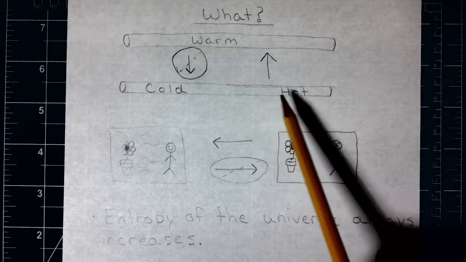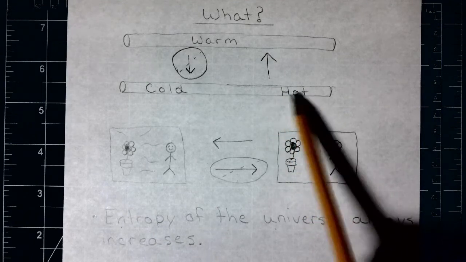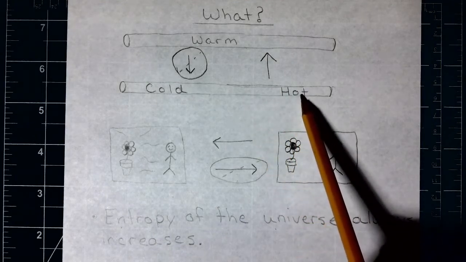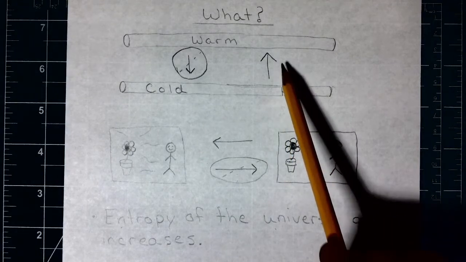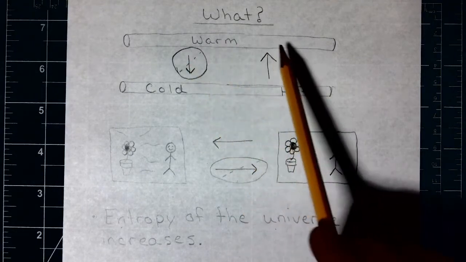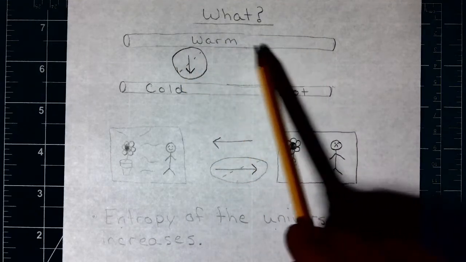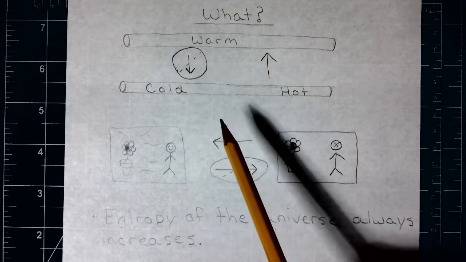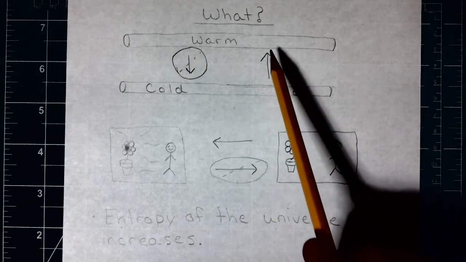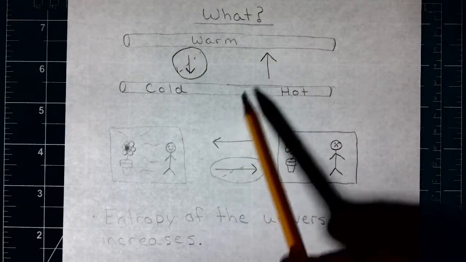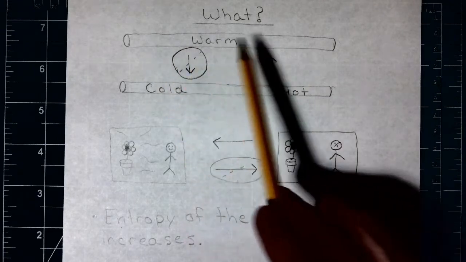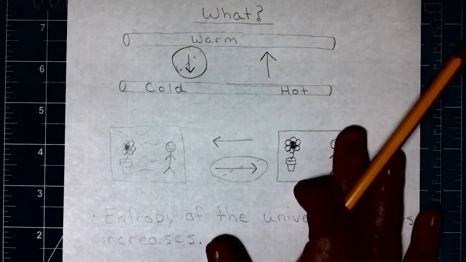Okay, but if you did have a metal rod and it was cold and you heated up one side, it will spontaneously spread throughout the rod to create a more even heat throughout the entire thing. And that is the process of entropy. Things tend to just kind of spread out and become even throughout the system that they occupy.